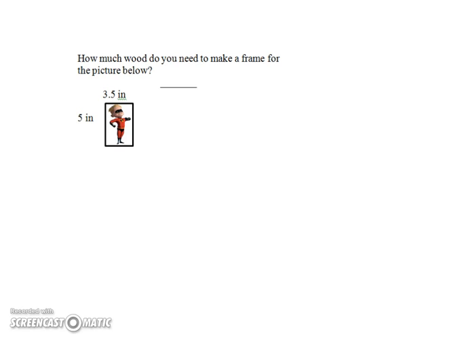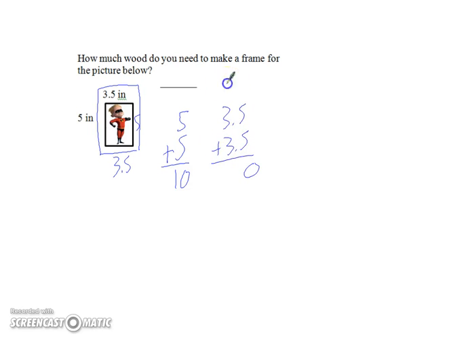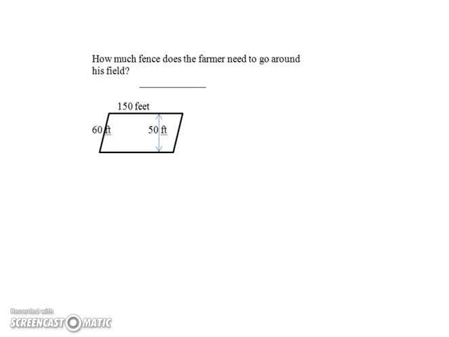How much wood do you need to make a frame for the picture below? So I'm putting a picture frame around this picture, which means it's a perimeter problem, so I'm going to add all the sides together. Don't forget that this side and this side I also need, or else you're not going to have a complete picture frame. 5 plus 5 is 10. 3.5 and 3.5 equals 7.0, so this is really 10 plus 7. I need 17 inches of wood.